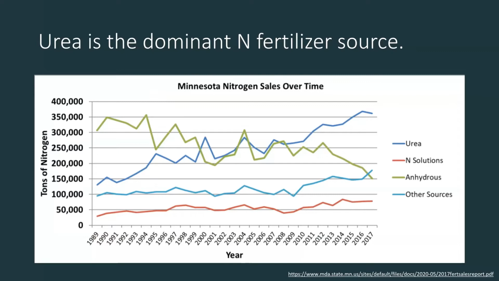So in recent years, we've had a shift in what nitrogen sources are predominantly being used. On this chart, you can see urea, different nitrogen solutions, anhydrous ammonia, and other sources, and how their use or sales over time have shifted. Traditionally, anhydrous ammonia, as shown in green, was the predominant nitrogen source, but in recent years, it's really tail dived. And urea has increased.